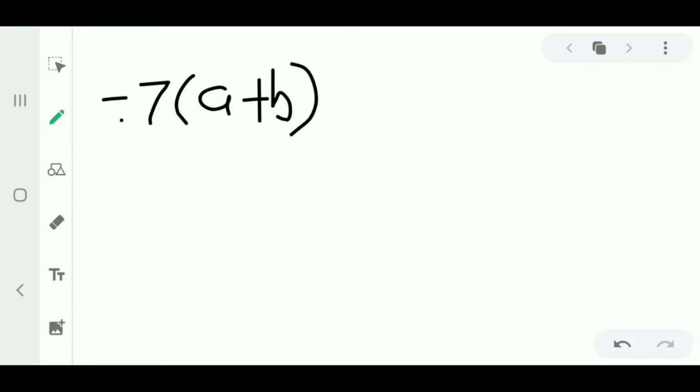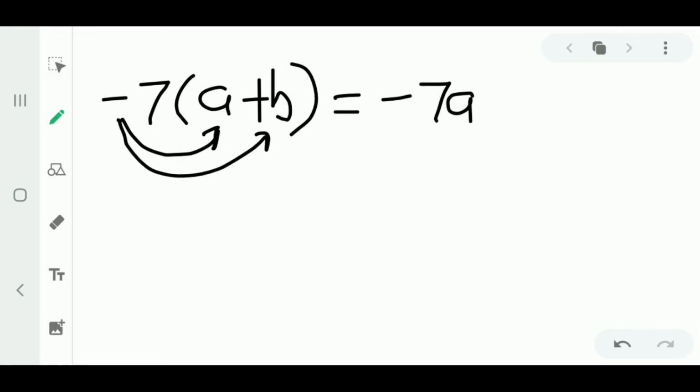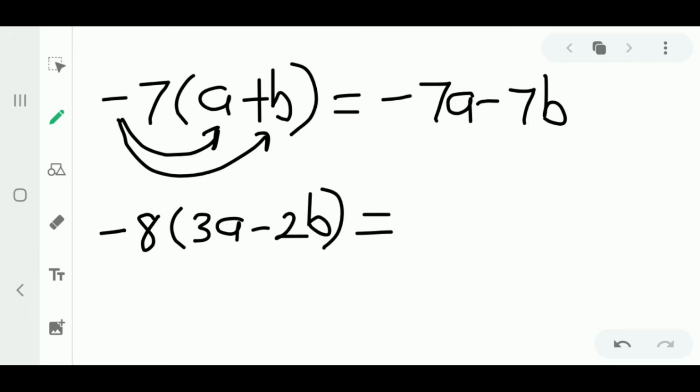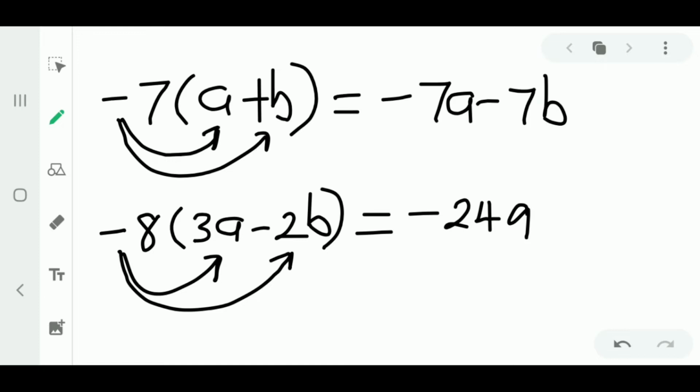Let's say we have minus 7 times (a plus b). Now pay attention, a negative times a positive gives you a negative, so it is negative 7a. A negative times a positive again gives you negative 7b. Let's say we have minus 8 times (3a minus 2b). So again, minus 8 times this gives you negative 24a. A negative times a negative gives you a positive, so you have to pay attention to the signs. So that gives us positive 16b.